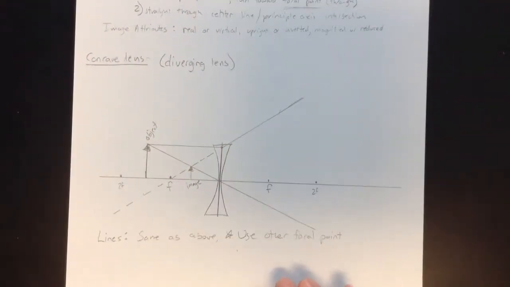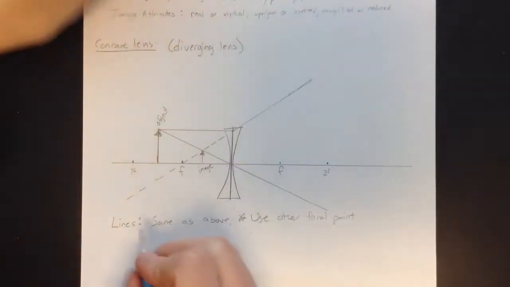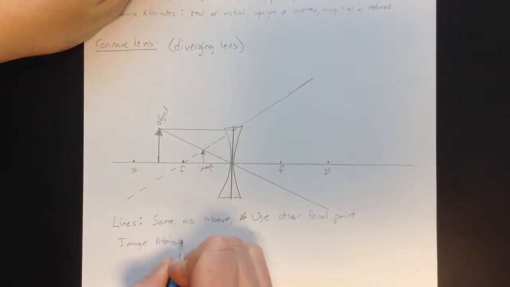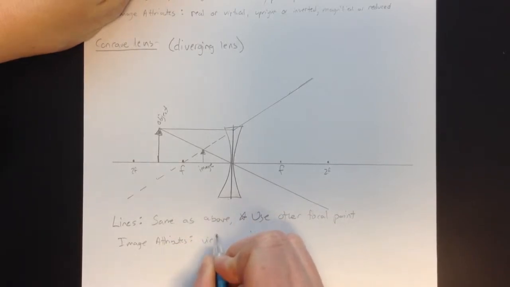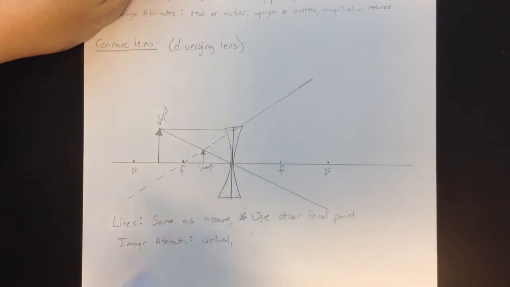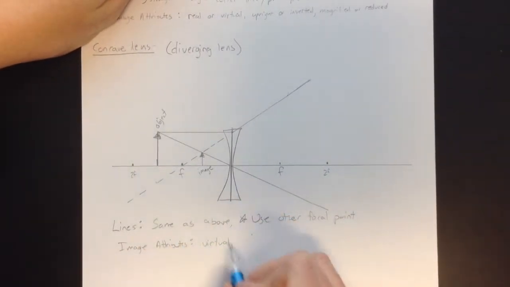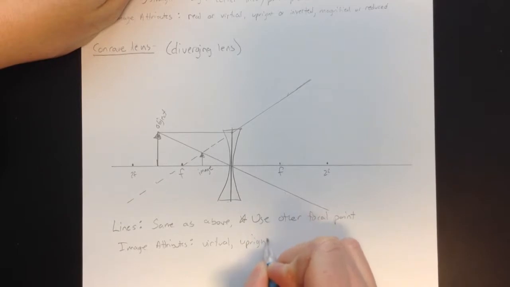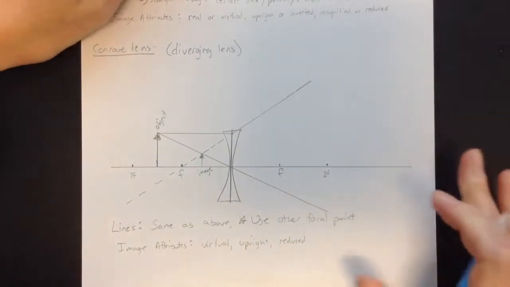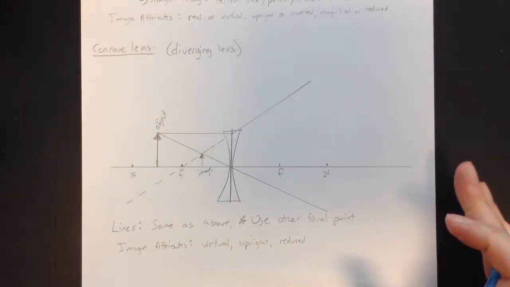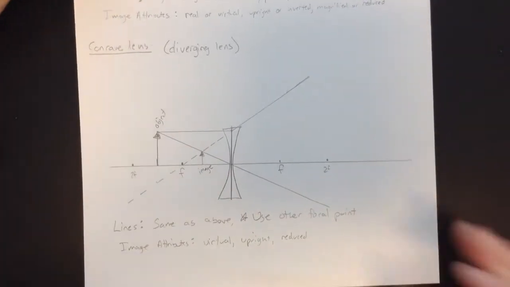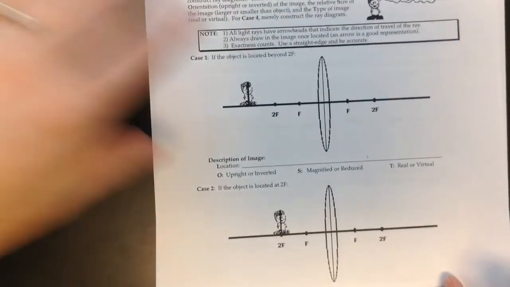Now, just like for the diverging mirror, image attributes, these will always be virtual, because we can't put something there. If this were a mirror it would work, but it's not. It's a lens. These are virtual, they're always upright, and they're always reduced. Okay? So that's how it works with a, what do you call it? A diverging lens. Okay? Alright, so grab this little packet here and we'll practice here.